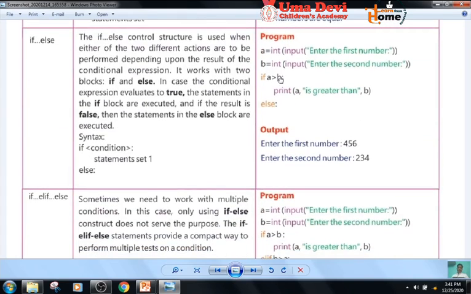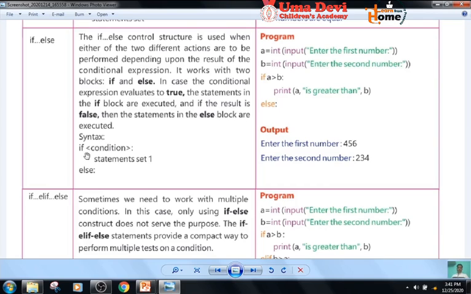Next one is if else. So what happens in if else? The if else control structure is used when either of two different actions is to be performed depending upon the result of the conditional expression. It works with two blocks, if and else. In case the conditional expression evaluates to true, the statements in the if block are executed, and if the result is false, then the statements in the else block are executed.